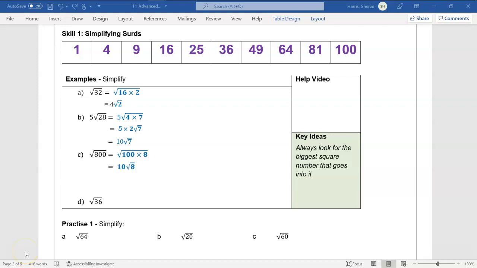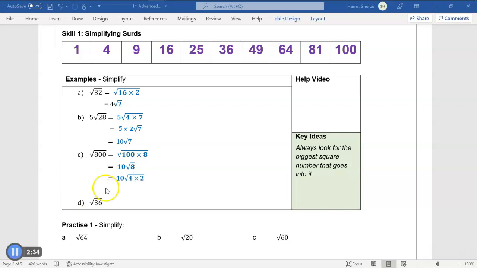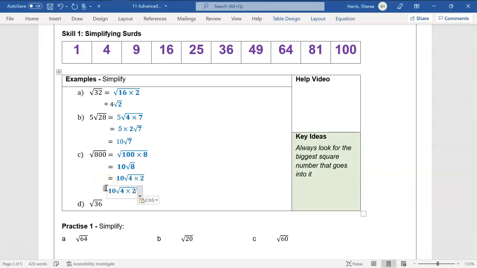So I get to that stage, and it's really important I look at the surd and say, can that go down further? Yes, 4 goes into that. So I know I can break root 8 into root 4 times 2. And then I can break that down just a little bit further. So the 4 can come out and become 2 because the square root of 4 is 2. And I'm going to do a shortcut and change that into 20.